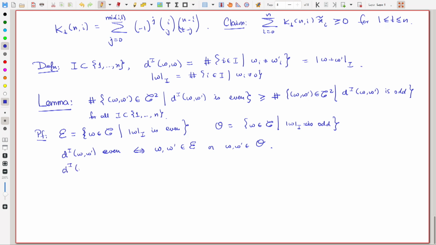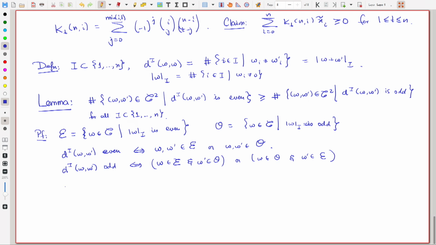and it is odd means what? If and only if one is even, the other is odd. So, w belongs to E and w' belongs to O, or w belongs to O and w' belongs to E.